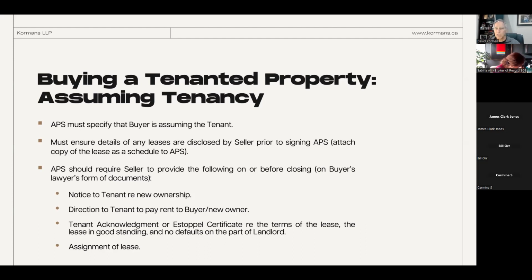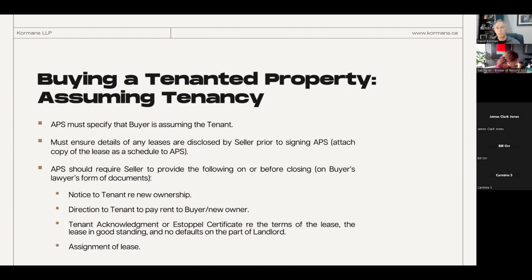If you don't specify in the agreement of purchase and sale that the seller has to provide those on closing, then the seller doesn't have to provide those on closing. Okay, it's common courtesy for them to do that, but there's no legal requirement for them to do it. So put it right into your agreement of purchase and sale.